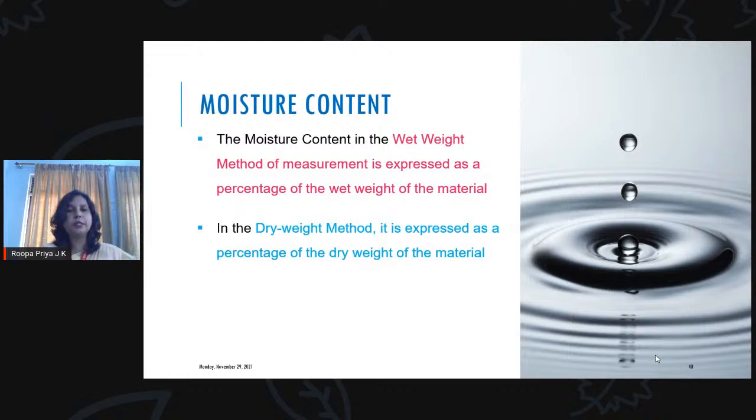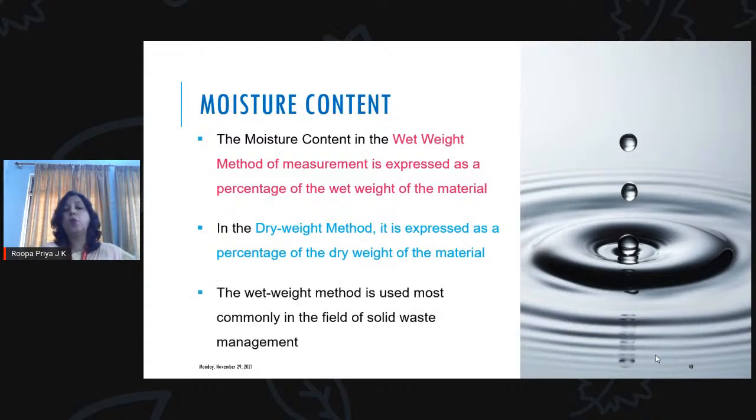One is the wet weight method and the second one is the dry weight method. So we have 2 options to actually measure the moisture content. But what is commonly used is the wet weight method, and we usually use it for all the evaluation of the moisture content in the municipal solid waste.